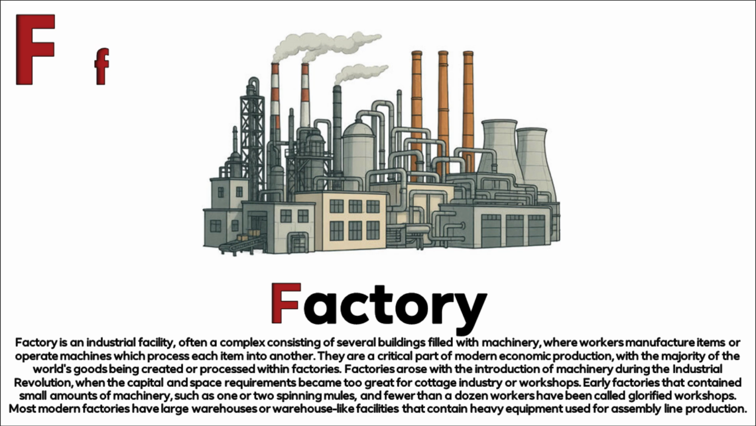Early factories that contained small amounts of machinery, such as 1 or 2 spinning mules, and fewer than a dozen workers, have been called glorified workshops. Most modern factories have large warehouses or warehouse-like facilities that contain heavy equipment used for assembly line production.